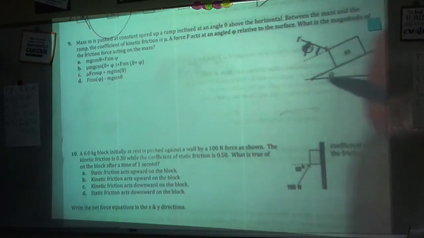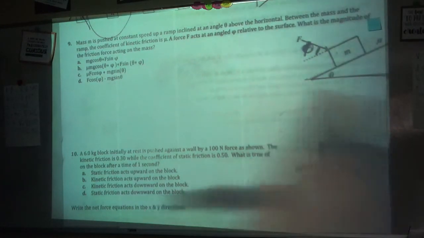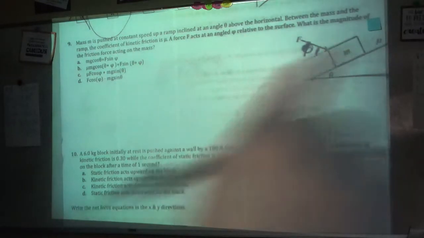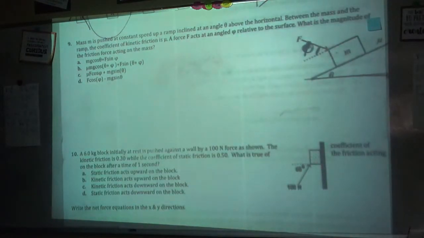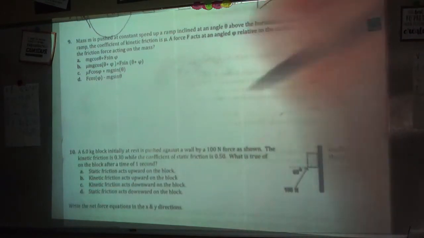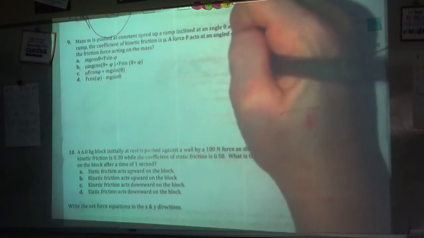So I have two angles. I have the angle of the ramp, and I have the angle of this applied force. One is relative to the ground, and one is relative to the surface of the ramp. And we are looking for the force of friction. So first things first, we draw a free body diagram. So I started with my normal force, of course, this way.